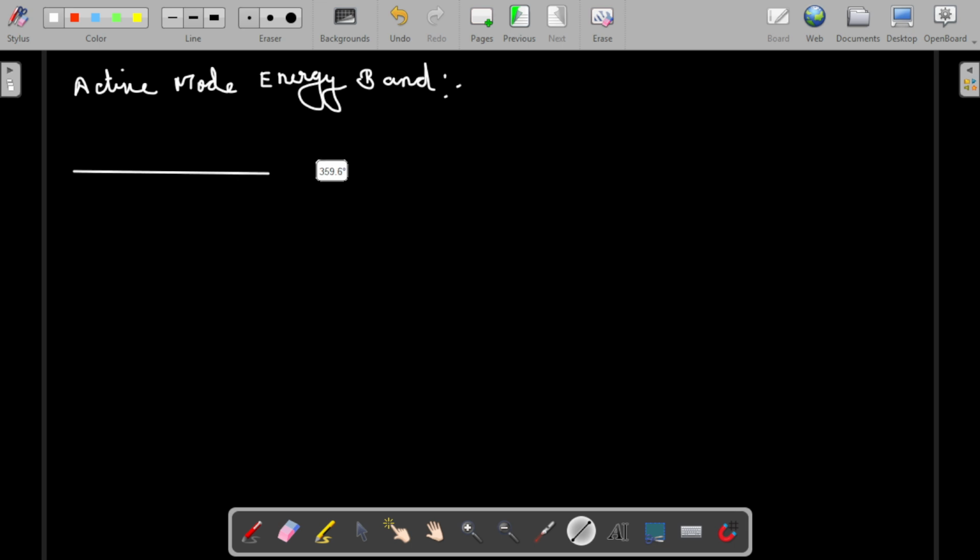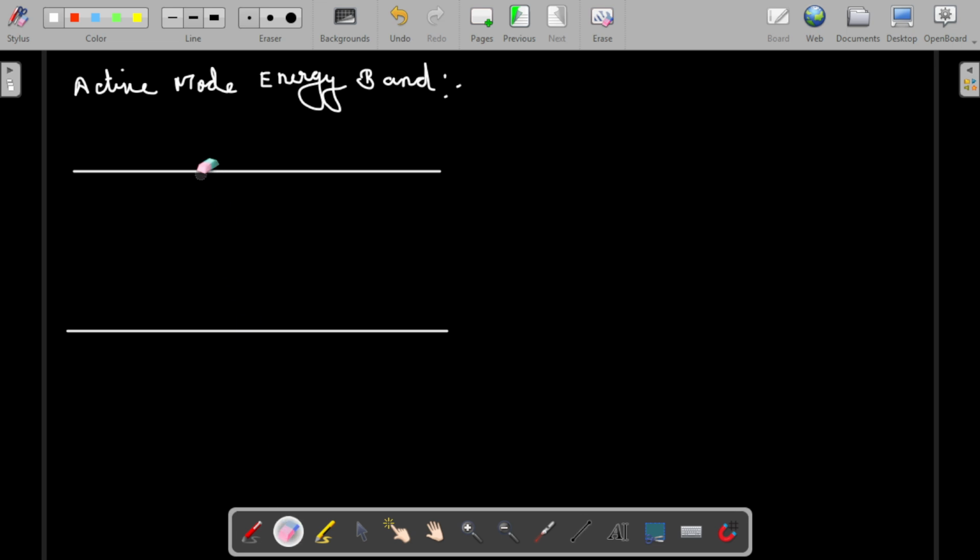We know this very well. All the EC will be at the same level, and all the EV will be at the same level. What will change is the Fermi level of the donor and acceptor atoms. So this is for one type of semiconductor, and this is for the next type of semiconductor. So I have drawn the three regions separately.